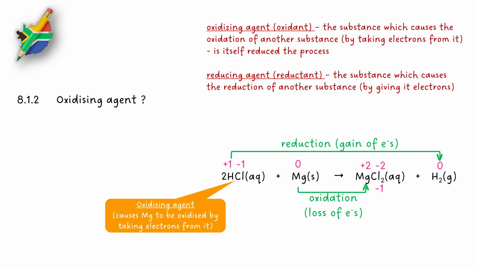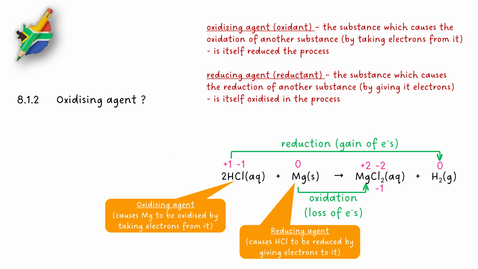A reducing agent is the species in a reaction which causes the reduction of another species by giving electrons to it. So reducing agents are themselves oxidized. Magnesium causes hydrochloric acid to be reduced by giving electrons to it, and in the process, magnesium is oxidized. Magnesium is the reducing agent. Finally, the oxidizing agent is hydrochloric acid.